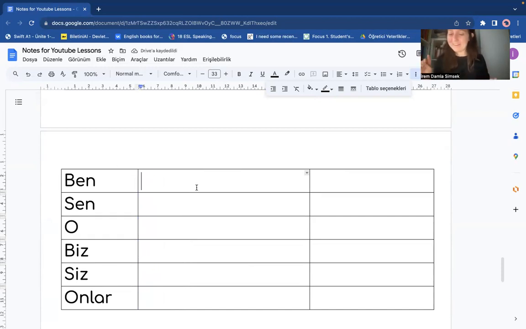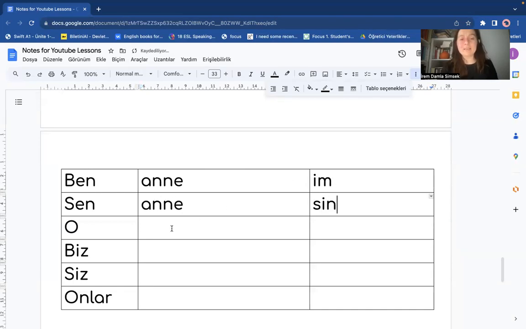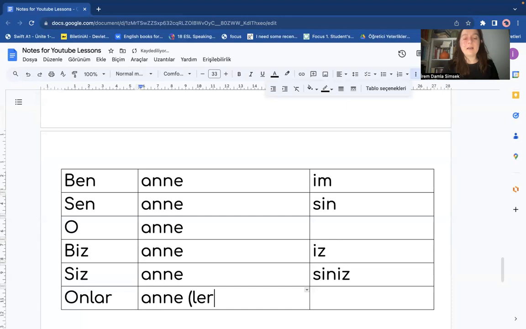I was prepared a little. Let's do mother. Anne. So the last letter is E. When the final vowel is E, the suffix should be adapted to E. So: ben anneyim, sen annesin, o anne, biz anneyiz, siz annesiniz, onlar anne ya da anneler.